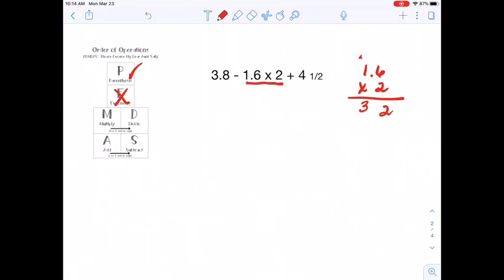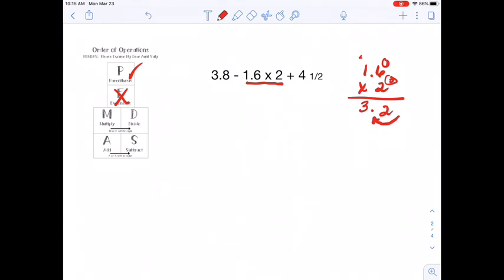So I look at each factor. This factor has 1 place after the decimal. This factor has 0 places after the decimal. So that's a total of 1 place after the decimal in my product. So my decimal point goes here, and 3 2/10 makes much more sense than 32.